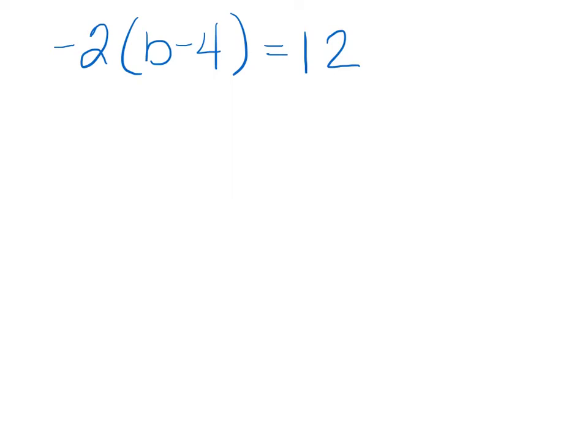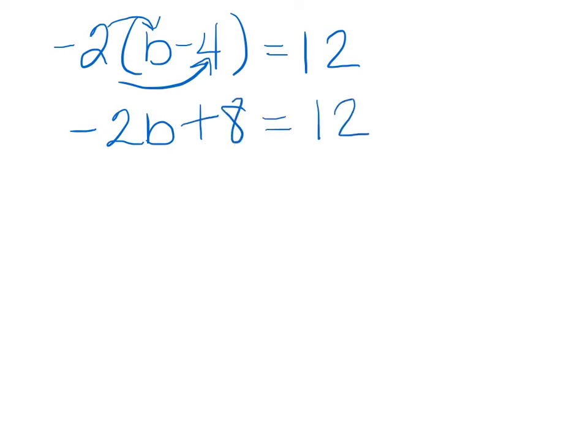We're going to have another multi-step example. The first thing we have to do is what? Magical word starts with a D. We learned about it in our last video. Distribute. We're going to distribute the negative 2 to the B and to the negative 4. So negative 2 times B is going to be negative 2B. Negative 2 times negative 4 is going to be a positive 8. And that's all going to equal 12.